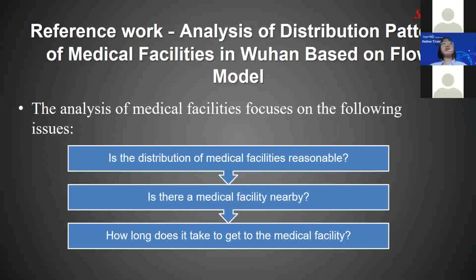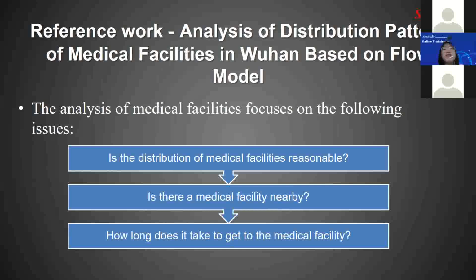And here is a reference work. It's also very practical: analysis of the distribution of the medical facilities in Wuhan based on a flow model. Everybody knows that Wuhan is the first outbreak city of COVID-19. So this medical facility analysis is so important for healthcare and for normal people.